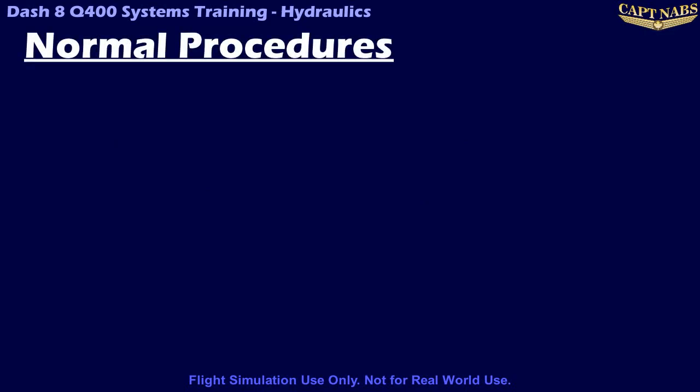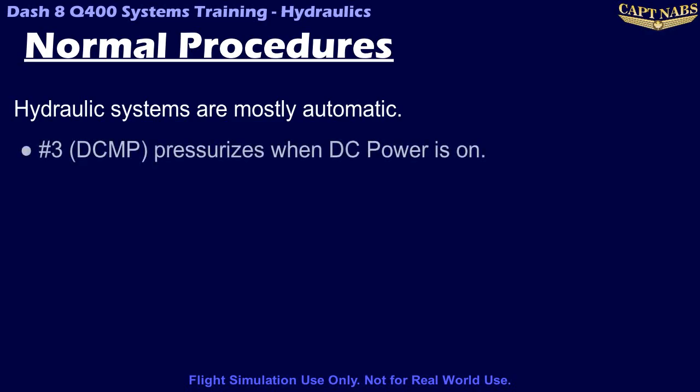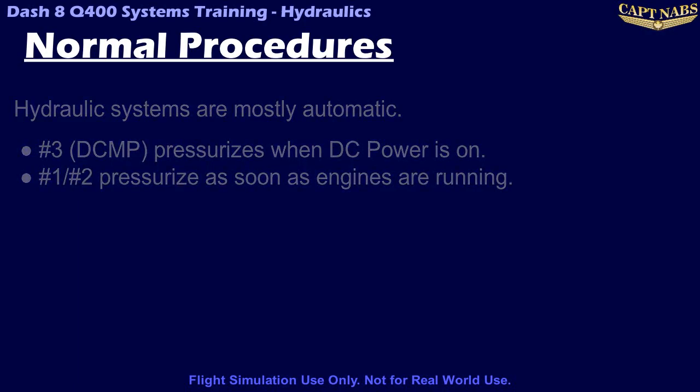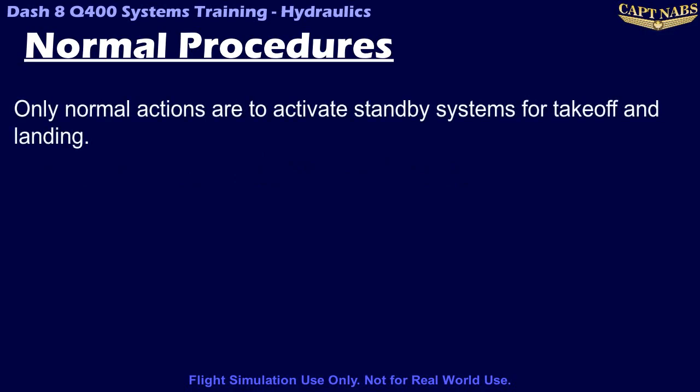Most of the functions of the hydraulic system are automatic on the Dash 8. The number 3 system will pressurize as soon as DC power is turned on, and the number 1 and number 2 systems will normally pressurize when their respective engine is started. The only normal procedure that must be manually accomplished is manually activating the standby Hyd Pump and PTU for takeoff and landing.